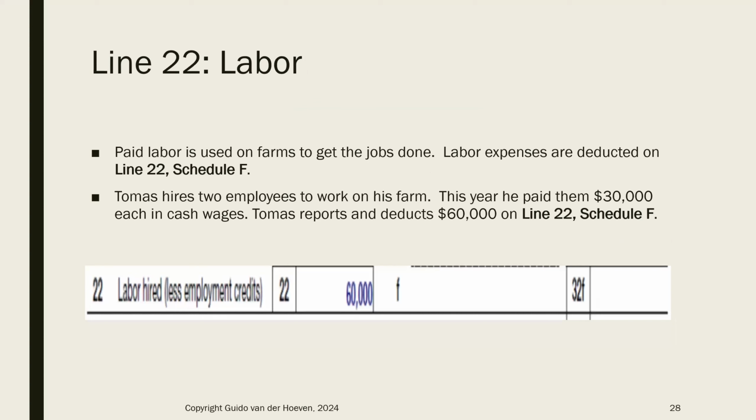Labor is line 22 as we carry on. And it's just very simple. This is where we deduct our labor that we pay. This is our W-2 wages that we're doing. Tomas hires 2 employees. He pays them 30 grand each. So he reports 60,000 right there on line 22. Pretty much straightforward.